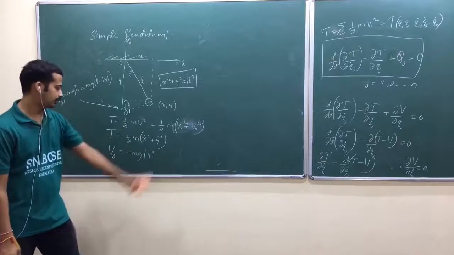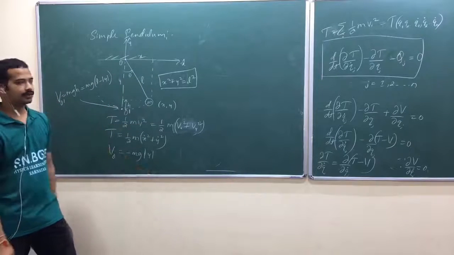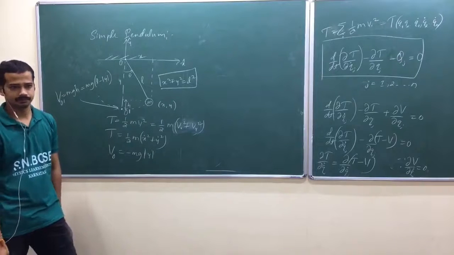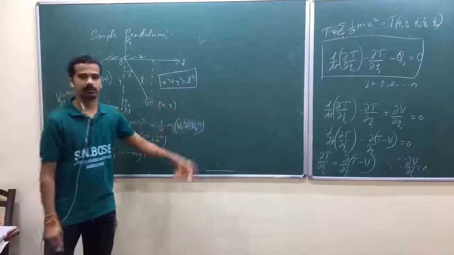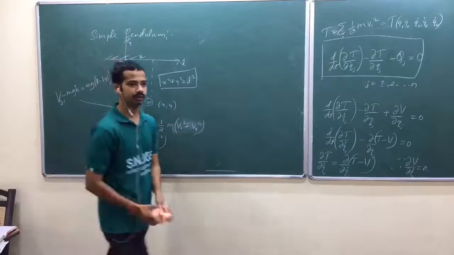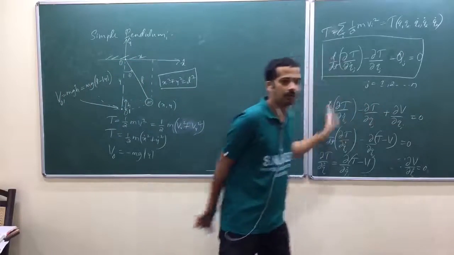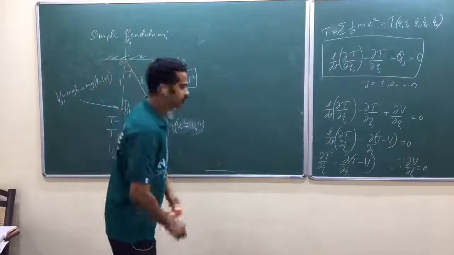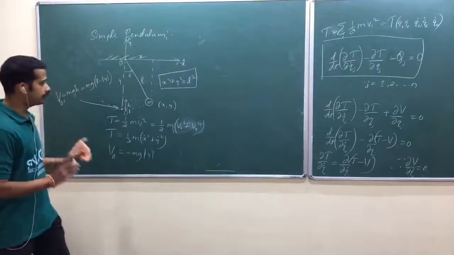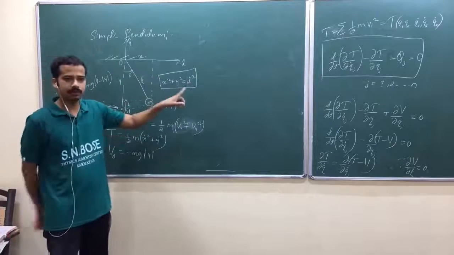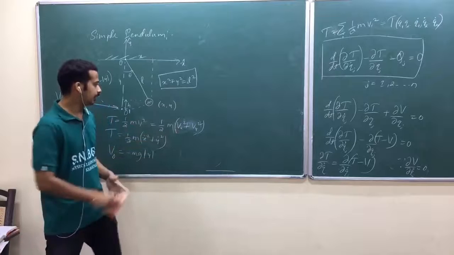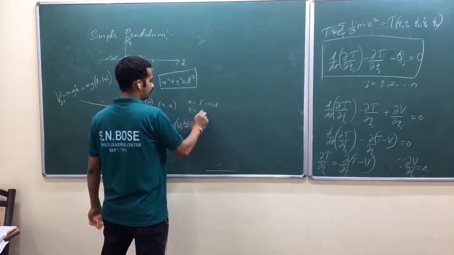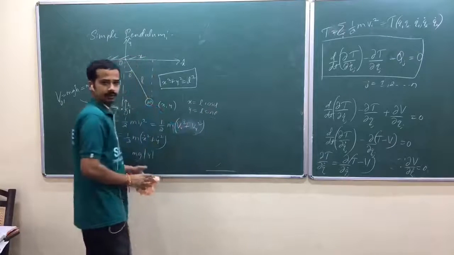Now we can't work with Cartesian coordinates. Why? They are related, they are not independent. We can't apply our equation. We can apply the equation only when all coordinates are independent of each other. There should be no relation between them. So usually what we do here is write the transformation equations: x equal to L cos theta, y equal to L sin theta, like that.